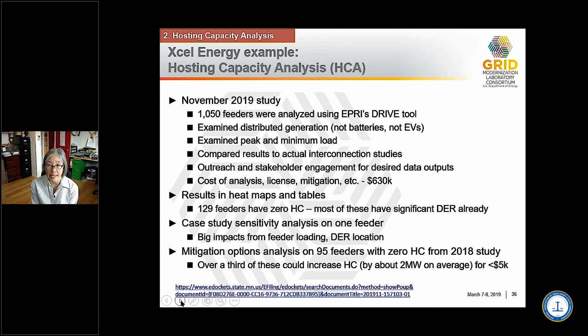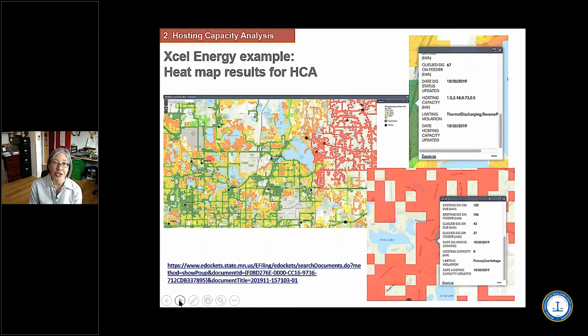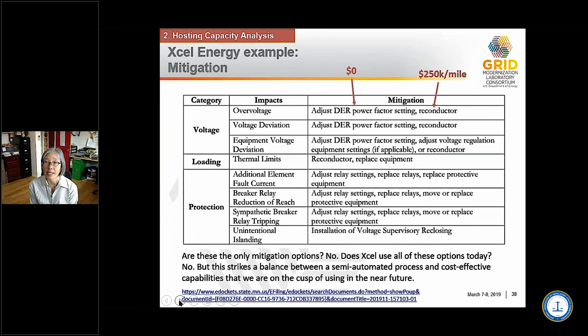They did a really nice case study sensitivity analysis on one feeder. And then the thing I want to talk about next is the mitigation options analyses on the feeders that had 0 hosting capacity. So Carrie, if you go to the next slide, this just shows what the heat maps look like and the bubble. Carrie, if you go to the next slide, I want to deep dive into the mitigation analysis a little bit.